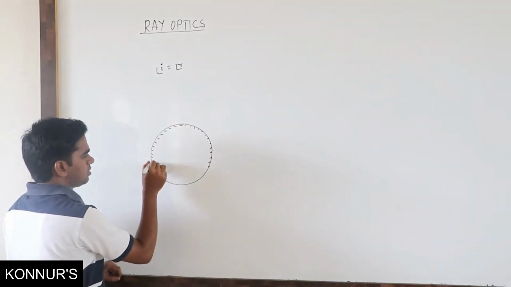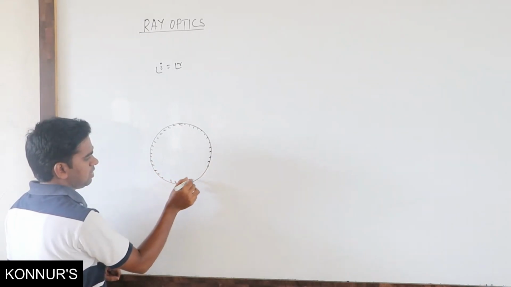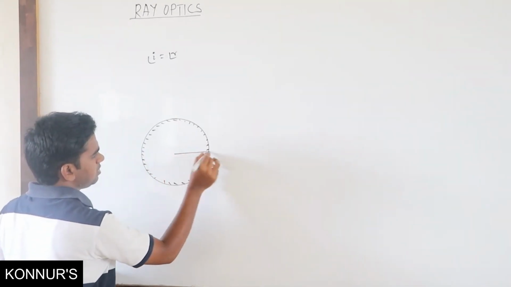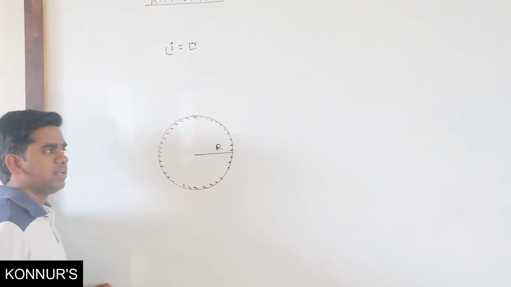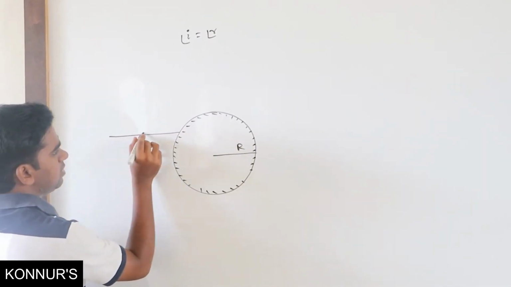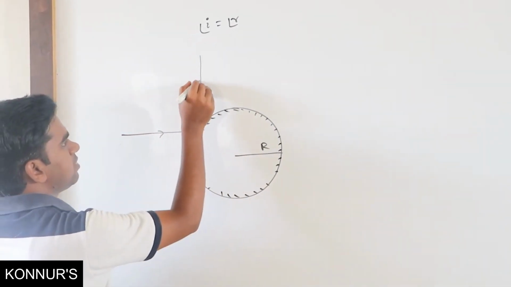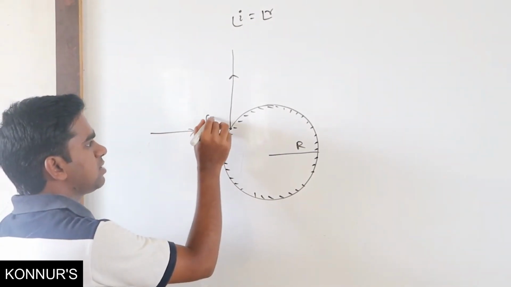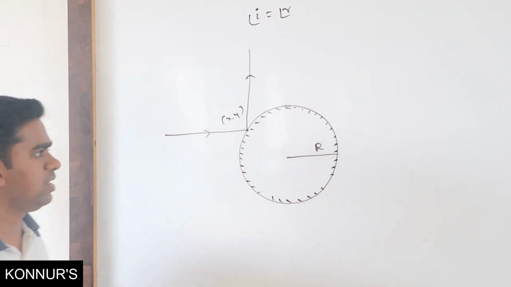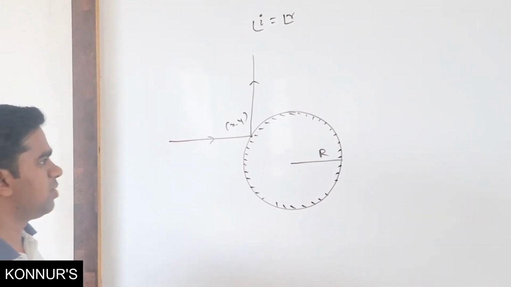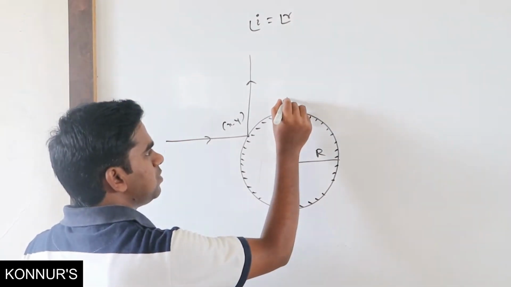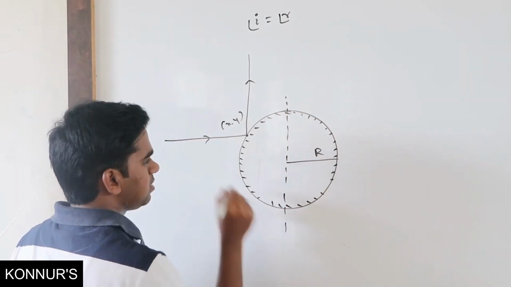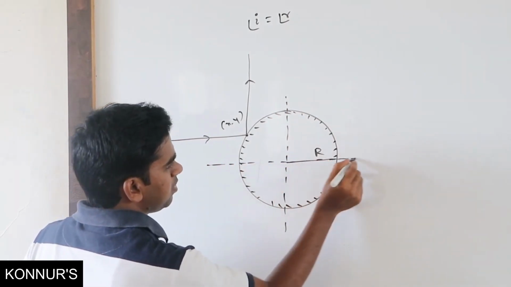In this case, if they give the radius, say the radius of this sphere is r, and a ray of light is incident here, obviously it will reflect on this one. If they ask for this coordinate x comma y, how can we calculate x comma y here? Just resolve this into x and y axis. So what will happen?